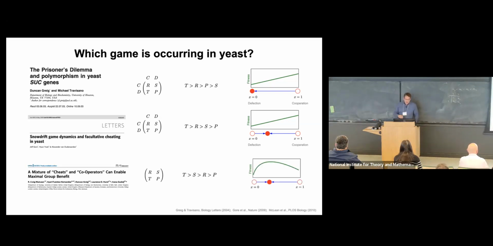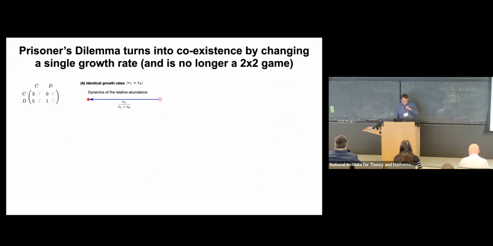But a couple of years later, this paper came out: a mixture of cheats and cooperators can enable maximal group benefit. So they measured fitness. They found that fitness is maximum at this point where there's actually stability, which is in a way really nice, but it's also not very interesting, because this is not a social dilemma at all. If evolution just leads to the point where population fitness is maximized, yeah, this is a good experimental system, but from the perspective of a social dilemma, it's not the most exciting case.